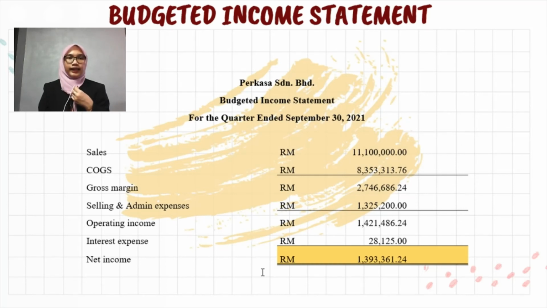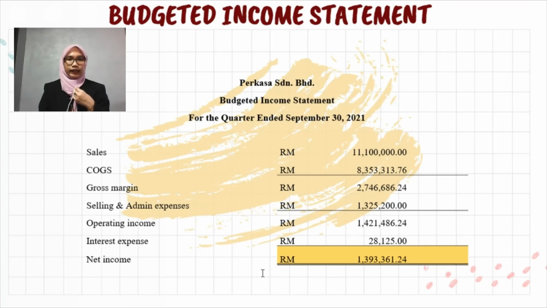The sales of around 11 million and 100,000 ringgit come from the total budgeted sales of the quarter. The cost of goods sold of 8,353,380 ringgit and 76 cents can be computed by multiplying 54,500 units sold by the unit production cost of RM153 and 27 cents.